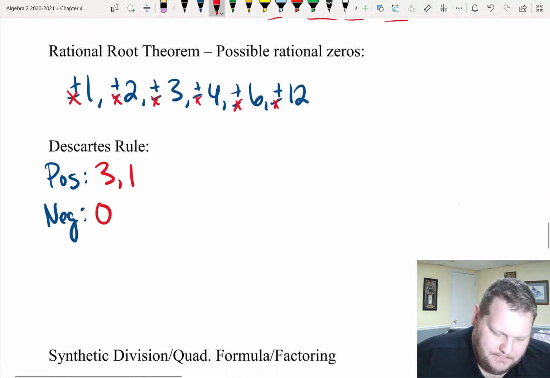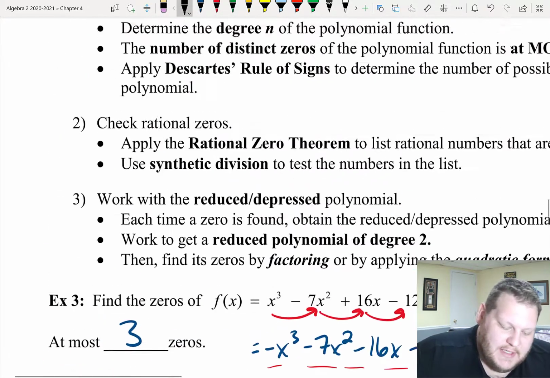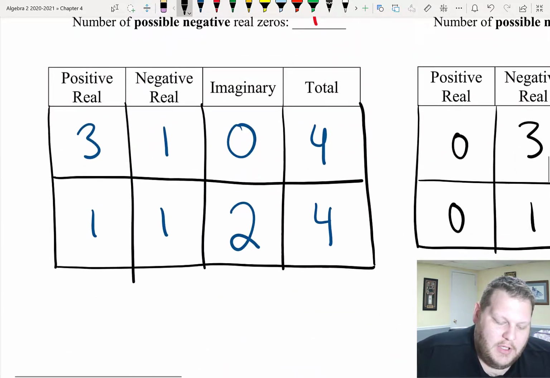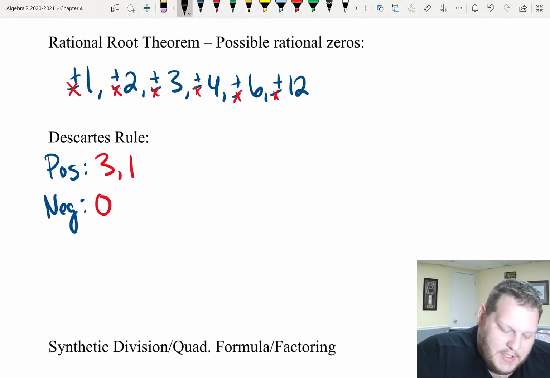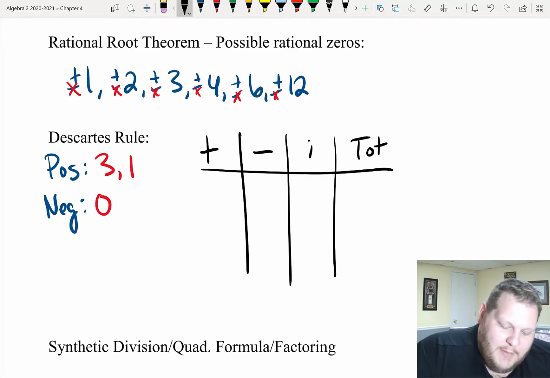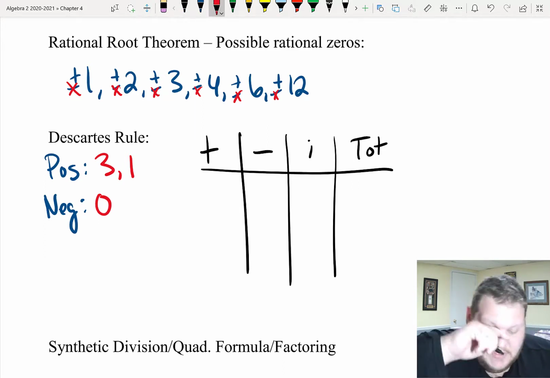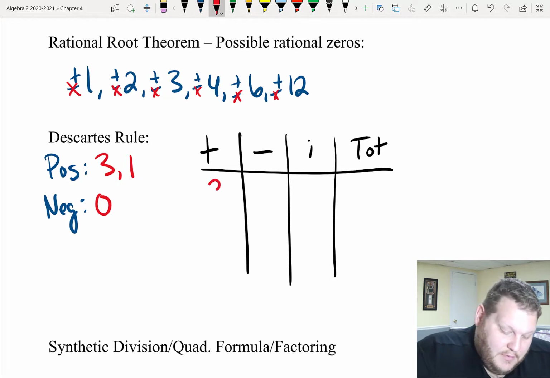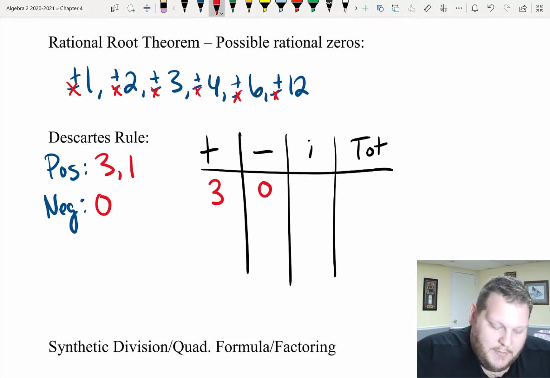Super awesome. So the way that I write this up, I know I showed you guys the table all typed up nicely, but the way that I usually do this on the fly in my scratch work, I've got positives, I've got negatives, I've got imaginaries, and then I've got the total. So I just make a nice little table like this when I'm doing this on the fly.